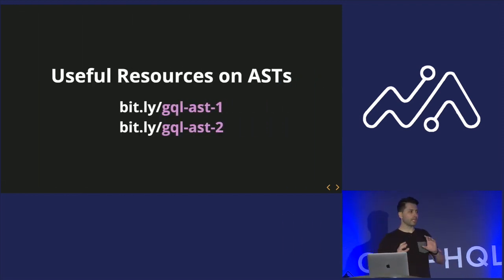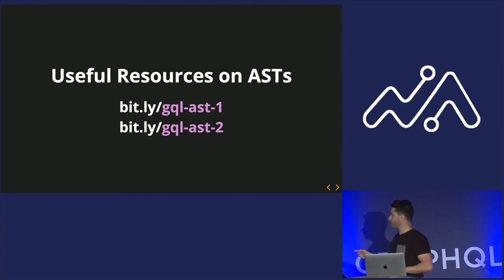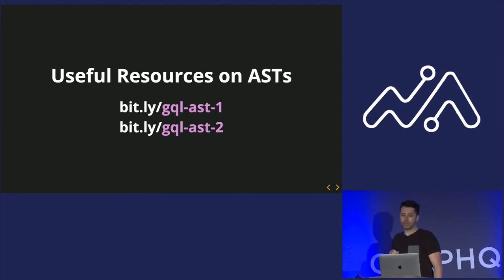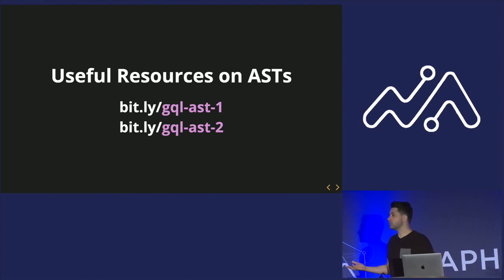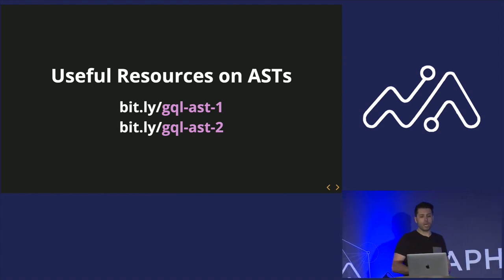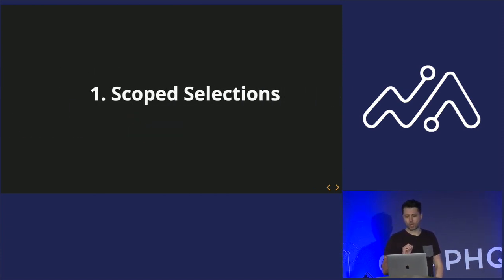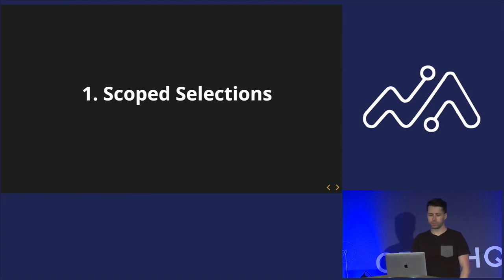So lots more information is out there about ASTs. I'd recommend some resources here. I just put them in some bit.ly links for you to grab some nice articles that are particular to the GraphQL AST, but ASTs in general, a very, very wide-ranging topic. OK, so let's look at some examples. Scope selections to start out with.